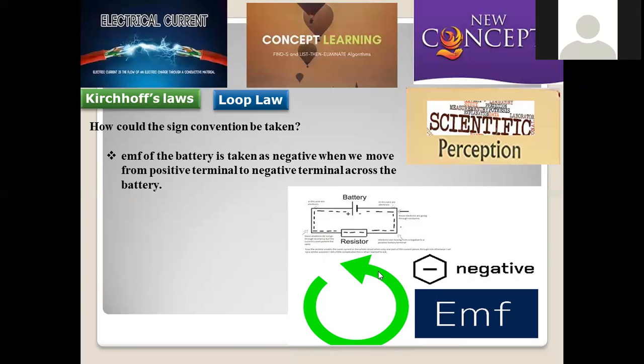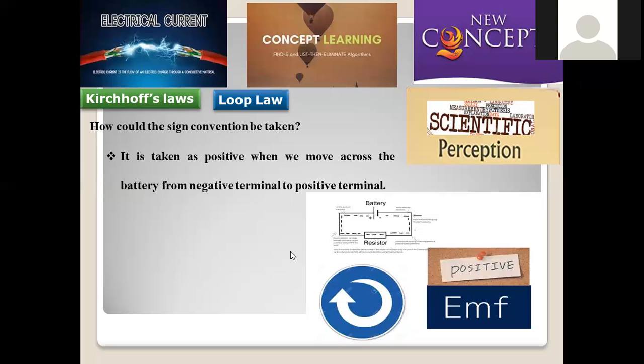What kind of rotation is it? Counterclockwise rotation. This is called anti-clockwise rotation. If this is a condition through the battery, if you are moving from the positive to the negative terminal, whatever EMF potential difference is created by this kind of battery is taken as negative. So this is condition 1.